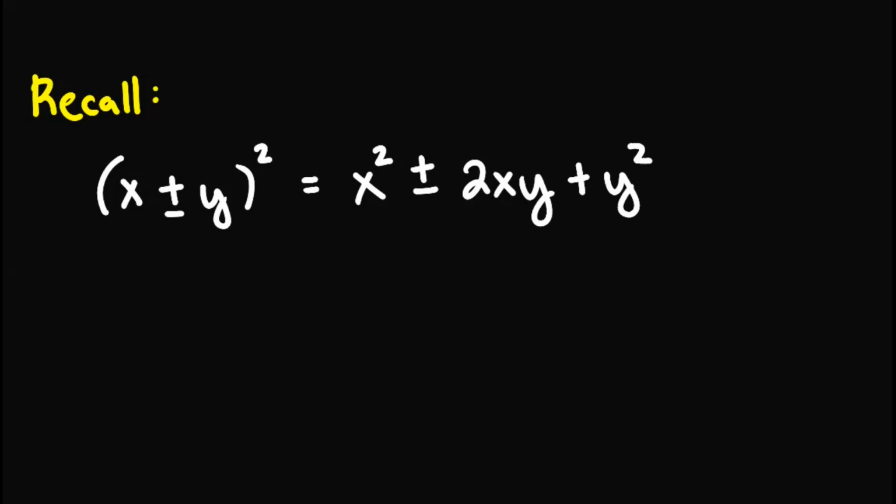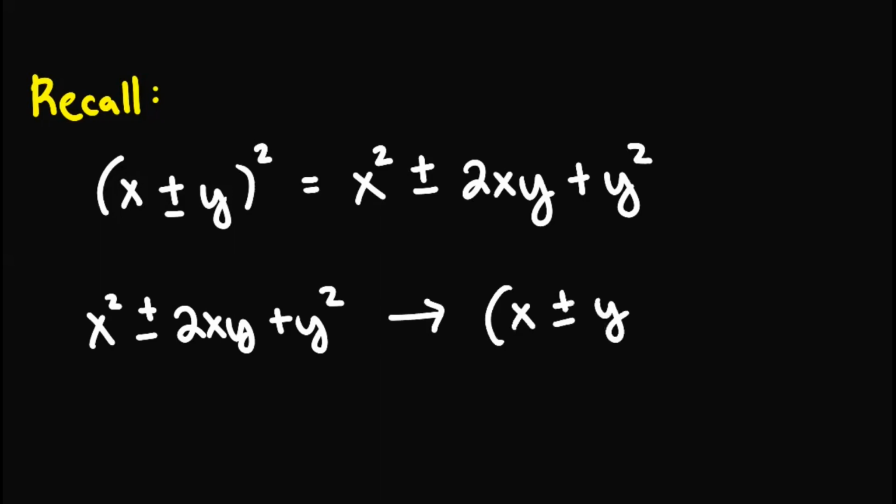Given this, we can actually do this the other way around. We can start from x² ± 2xy + y², going back to (x ± y)². And this is the idea of a perfect square trinomial. This out here is a trinomial, and we say that it is a perfect square trinomial since it can be written as a perfect square. So we will utilize this idea in factoring some trinomials.